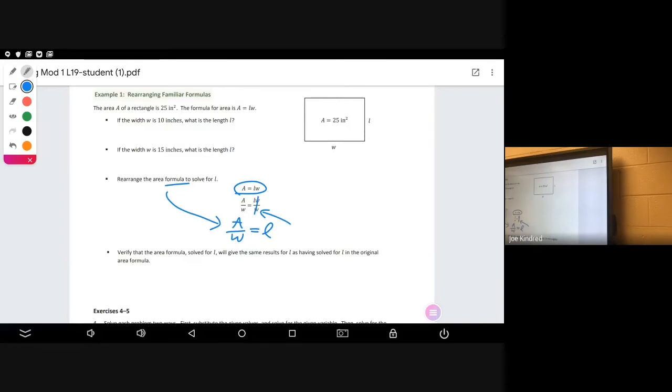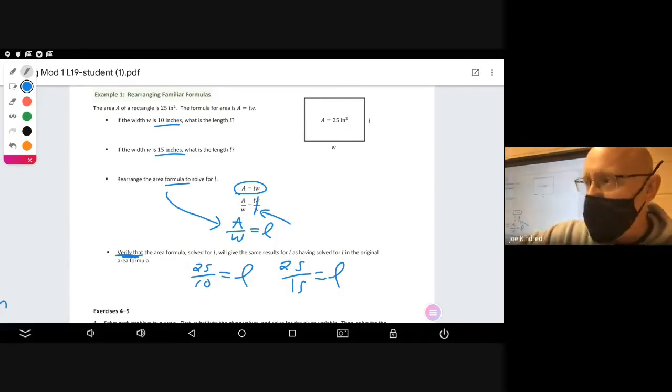Basically, you now can create formulas. If the area formula is right, well, let's verify this. If the area is 25 and the width is 10, does that equal the L that we found out? Yep. If area is 25 and we plug in 15, does that equal the length that we found out? Yes. And so we verified that. Okay, we're going to do one more problem here, and then we're going to be out of time.